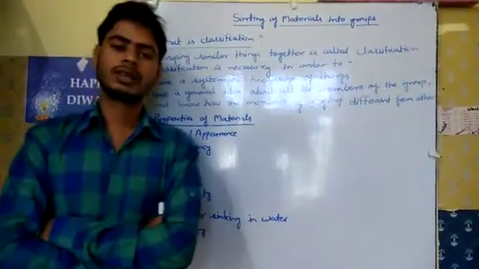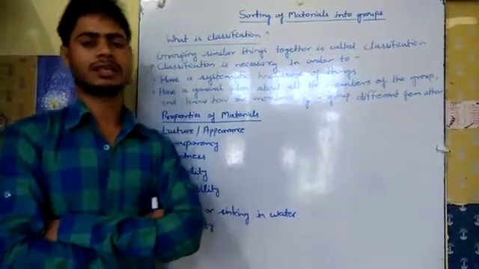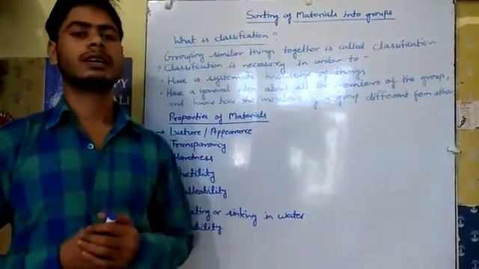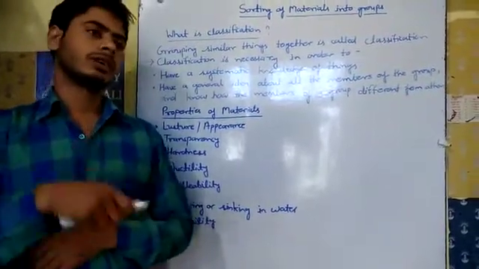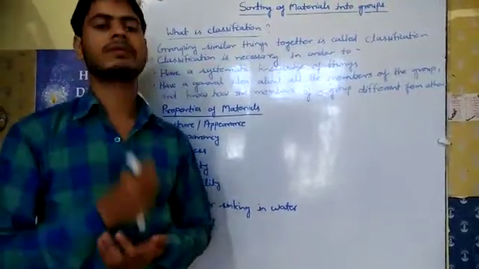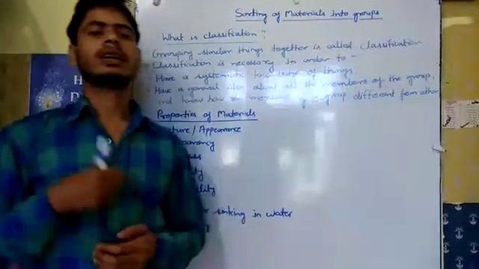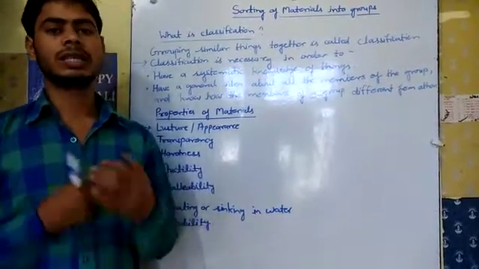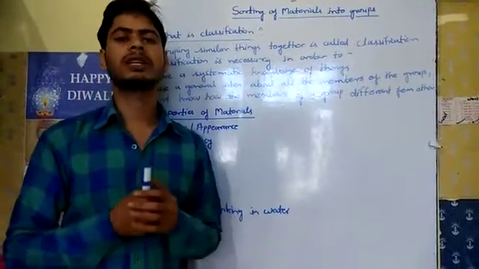Hello everyone. Today we will discuss a new chapter, sorting of materials into groups. Students, we see various types of objects around us. The objects we see are made up of different types of things; some are made up of plastic and some of iron. So it is important to categorize objects on the basis of their properties.